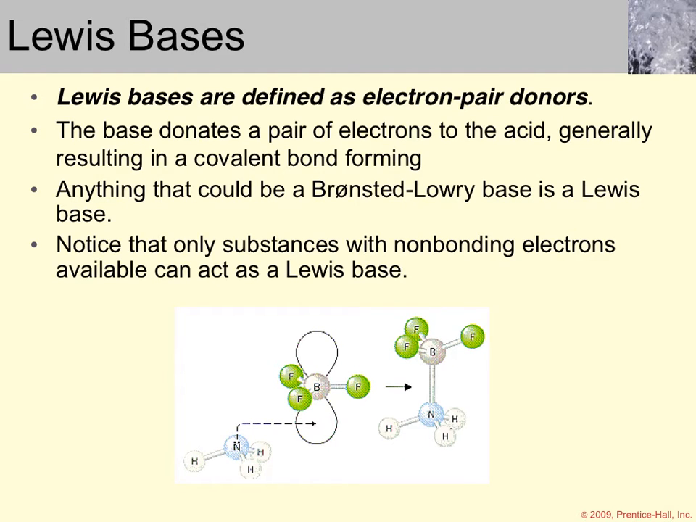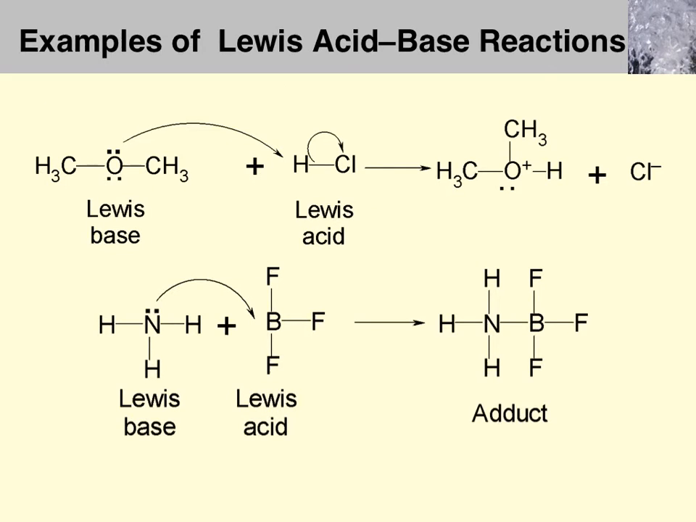With Lewis bases, sometimes you have to draw out the Lewis structure. For example, ammonia is a really good Lewis base. It's also a Bronsted-Lowry base. It accepts a proton, but it has a lone pair of electrons that can be used to make a bond with an electron deficient species such as boron trifluoride. So if you're not able to look at a substance and realize that it has an electron pair, you may have to draw a Lewis structure first in order to see whether or not it's a good Lewis base. Here's an example of a typical Lewis acid-base reaction.